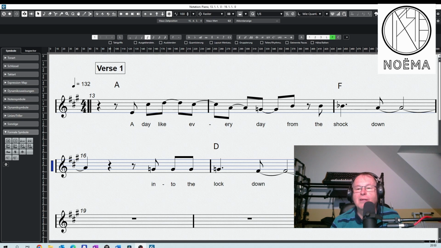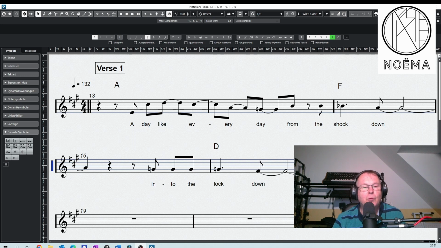Every musical phrase covers exactly one line of the lyrics. So the lyrics are: a day like every day, from the shock down to the lockdown. Now this is important. It does not matter if you have given lyrics and write the melody for them, or the other way around. When you write vocal melodies, you need to combine the lyrics and the music in a way that every independent line of the lyrics will be matched with a musical phrase. And this is just the beginning of the challenge.